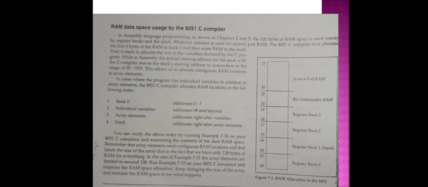In case the program has individual variables in addition to the array elements, the 8051 C compiler allocates the RAM locations in the following order. First is bank 0, at addresses 0 to 7. Second are the individual variables, at addresses 08 and beyond.